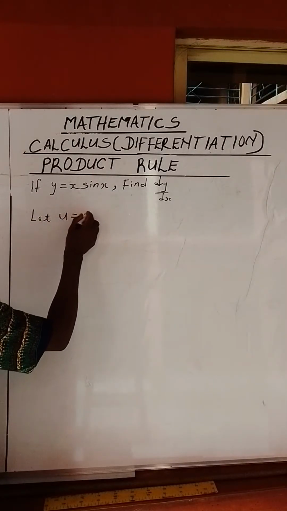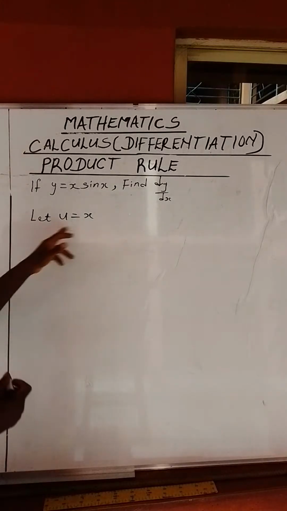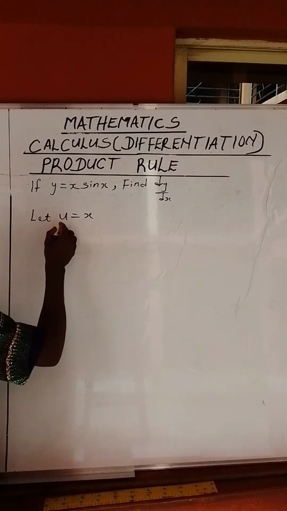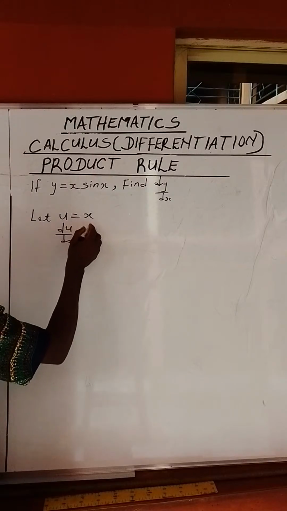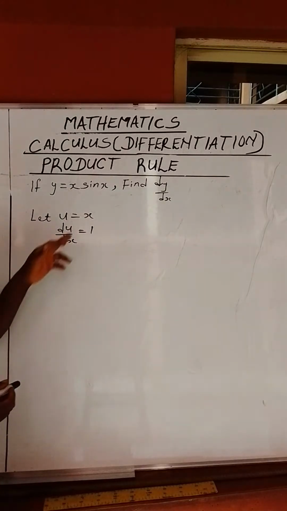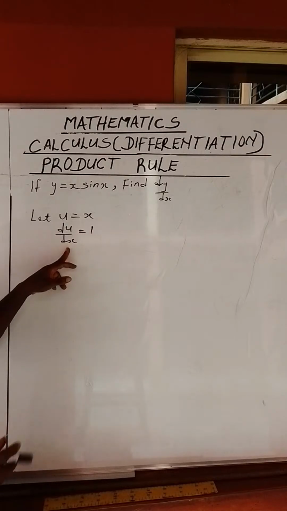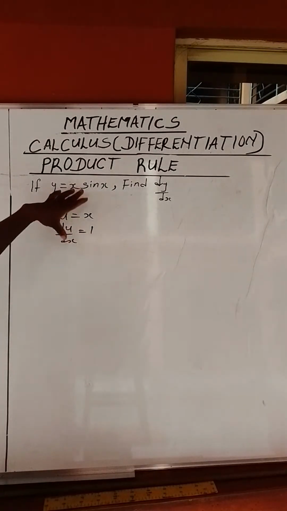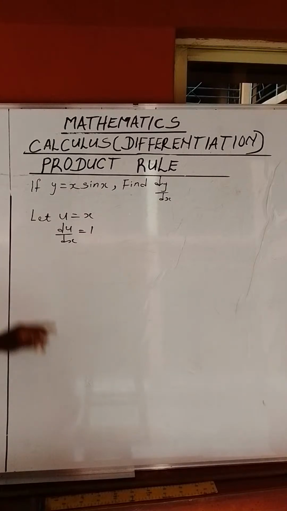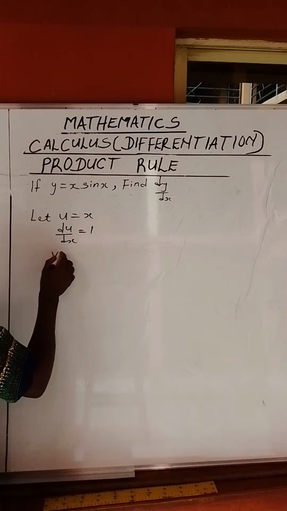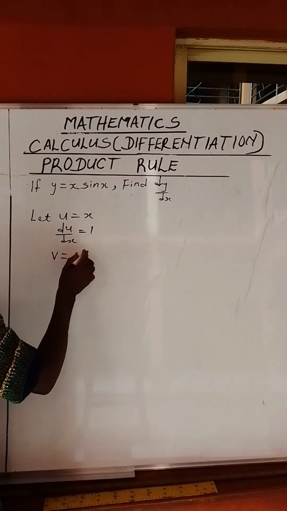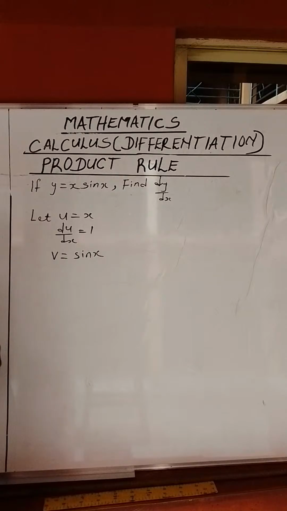Let u equals x. So if u is x, we can differentiate u with respect to x, and that is du/dx. du/dx is equal to 1. When you differentiate an expression with respect to the letter, you are going to get 1. Okay, so that is what we have gotten for u. Then for v, let v equal sine x.